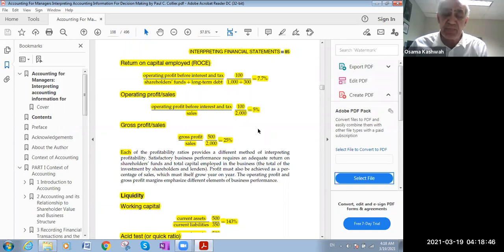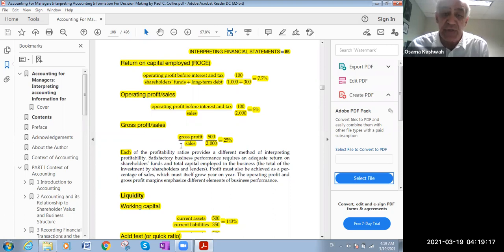We have also the gross profit. So what is the difference between the operating profit and gross profit? We said this before when we were talking about income taxes. We said that the operating profit is the profit before taxes. The gross profit is the profit when you deduct the cost of goods sold. We call it gross profit.